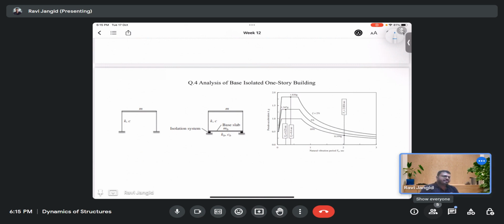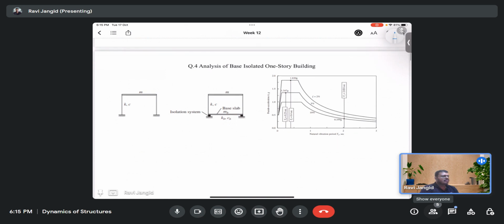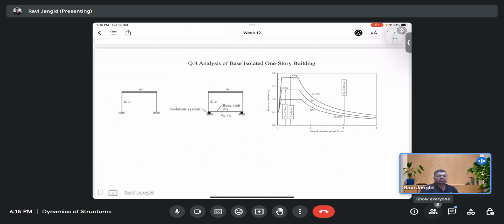Okay, then we solve a problem. We will analyze a base isolated one story building and compare how the base shear and the displacement in the building are affected. You have given a fixed base building, this one is the fixed base building, and this one is the base isolated building.